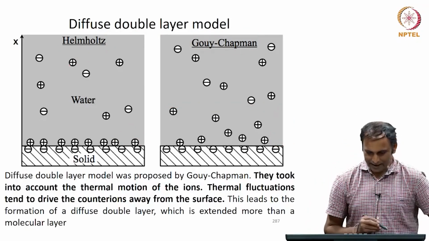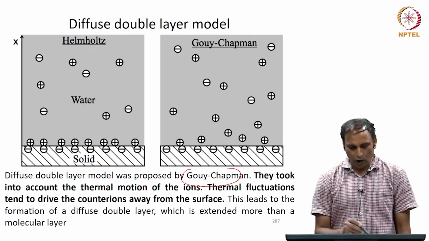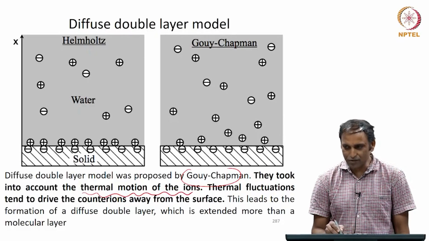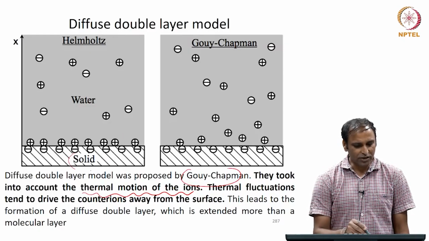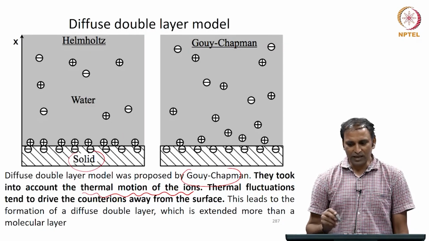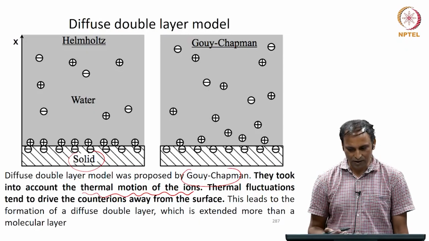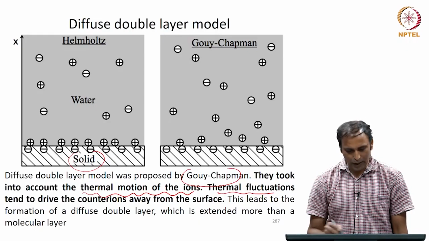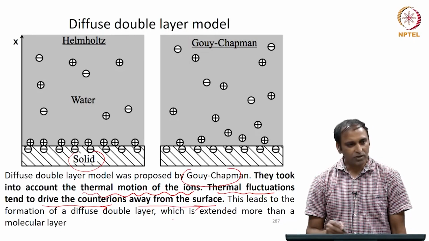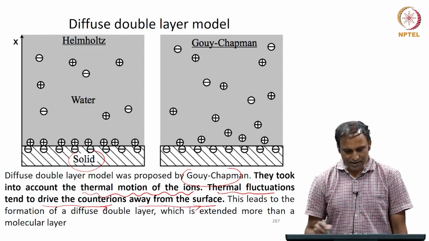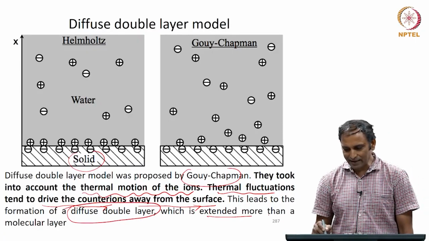The reason for that is that in the Gouy-Chapman model, what is also taken into account is the thermal motion of the ions. We are saying that of course, they could be bound to the charged surface. However, these ions can still exhibit thermal motion, they can be disturbed because of it. These thermal fluctuations tend to drive the counter ions away from the charged surface.